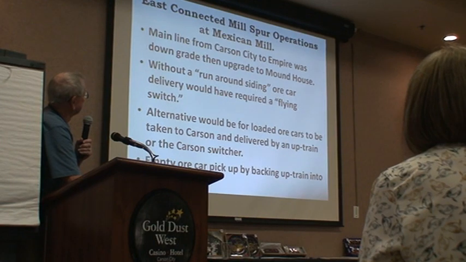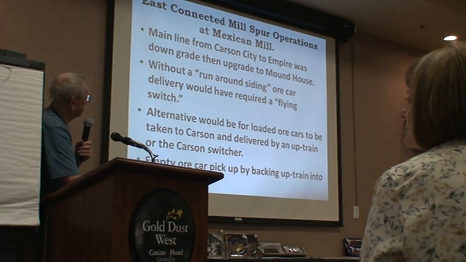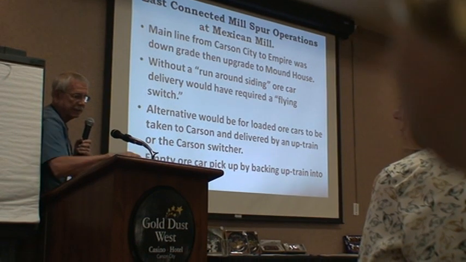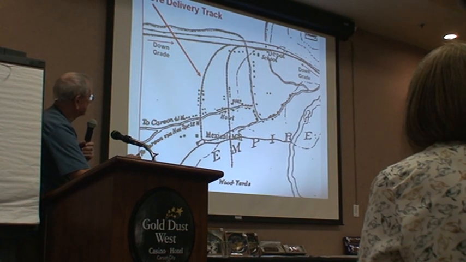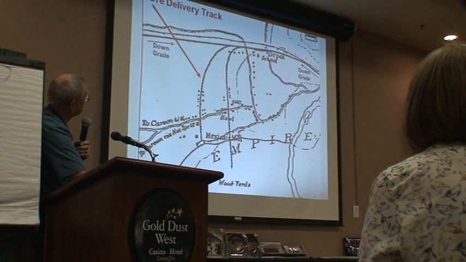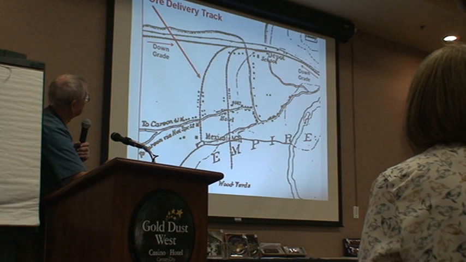But the only way, I do not know when they put the passing track into Empire, but without it, the only way they could have gotten in is a flying switch. You can see here the trackage at Mexican. Here's the passing siding, and I don't know when that got in, as I said.